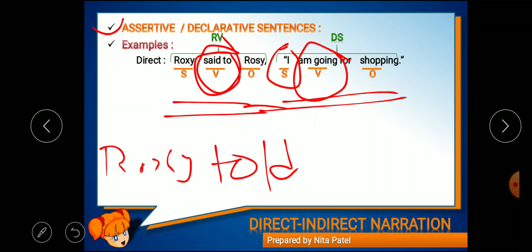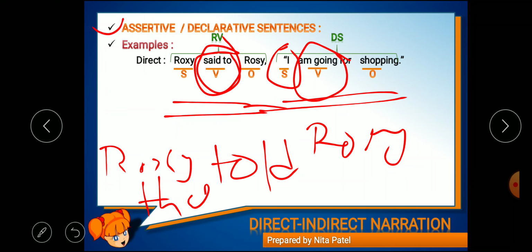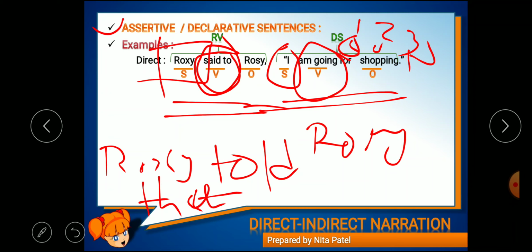So Roxy told Rosie. Now it is a simple assertive sentence, so we will use that as the conjunction. So Roxy told Rosie that, now I is a pronoun here. Now remember 1, 2, 3, SON. So I is the first person pronoun. The first person pronoun will change according to the subject of the RV. Who is the subject of the RV? Yes, Roxy is the subject. So I will turn according to Roxy. So what will we use for I with Roxy?